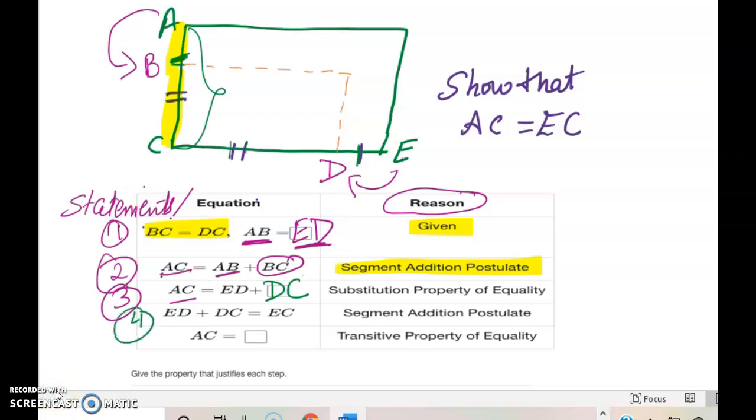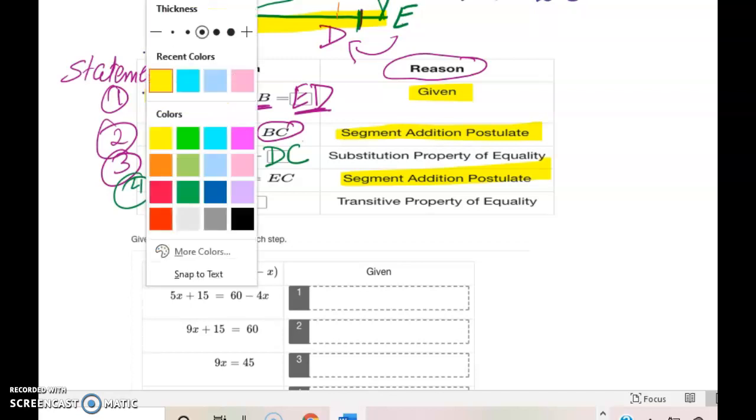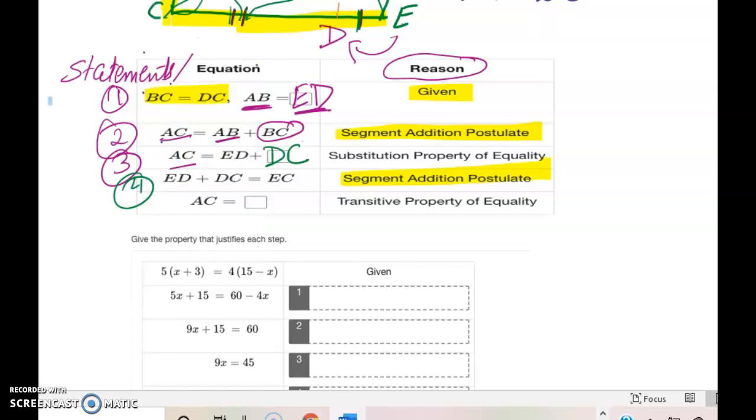Let's see what is going on in step 4. ED plus DC is equal to EC. ED is this part plus DC, and it makes sense because ED plus DC forms the whole entire segment EC. That is why it is segment addition postulate again. Now they want us to write the final step. AC is equal to something that will show transitive property of equality. We have discussed transitive property of equality.